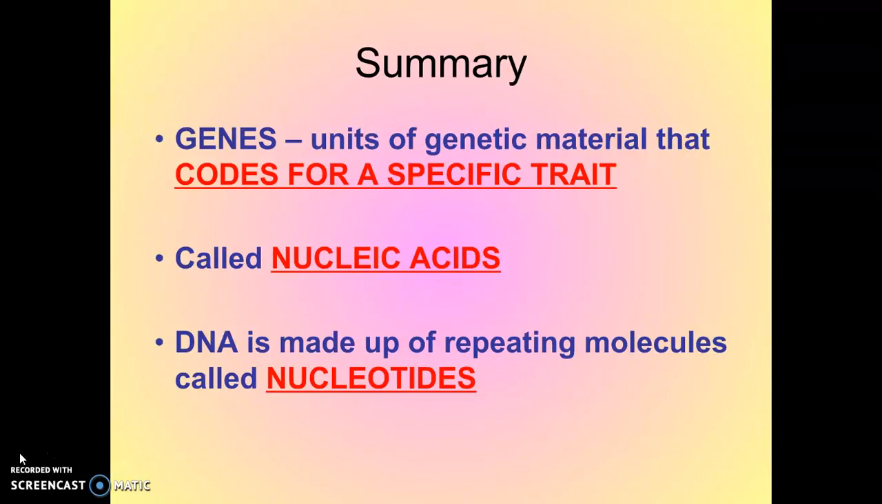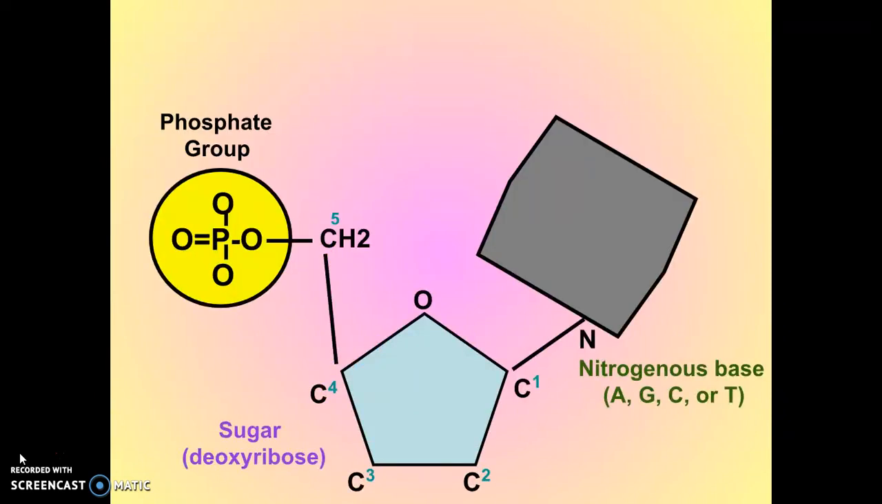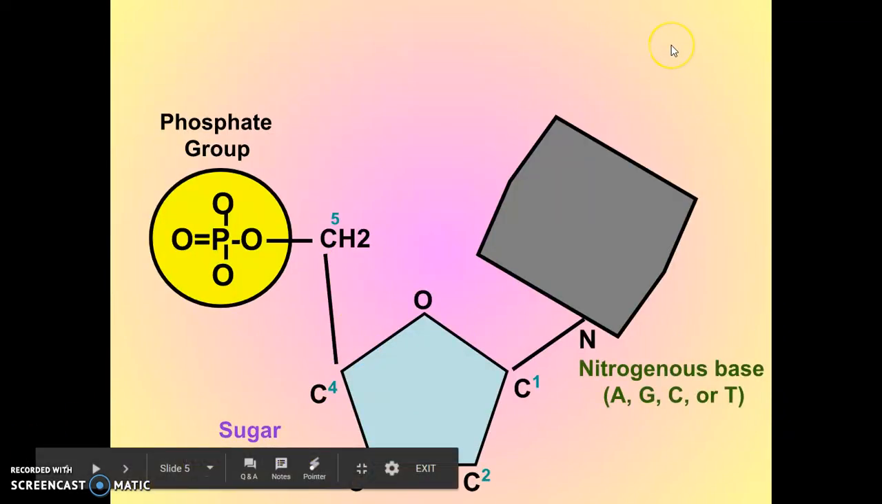So in summary, for this part, genes are units of genetic material that code for a specific trait, also called nucleic acids. And then we have these things called nucleotides that are repeating molecules that give the sequence of DNA. Here you see one nucleotide, so I believe I gave you an area that you could draw. Don't worry about these letters hanging out here. I would draw a circle. This is a phosphate group. This house-looking thing is a sugar. It's called deoxyribose, which is right here.